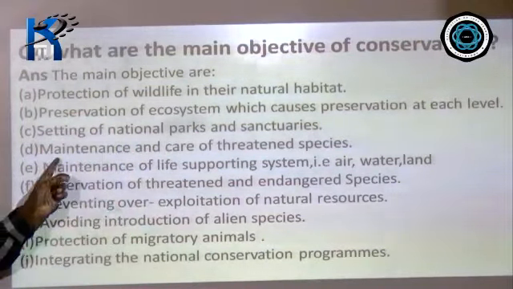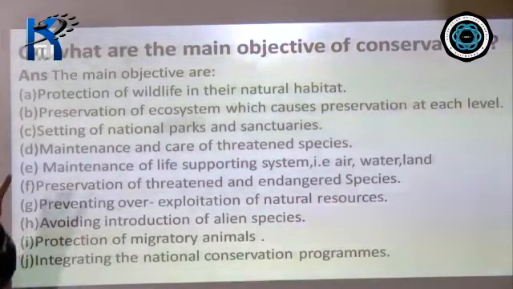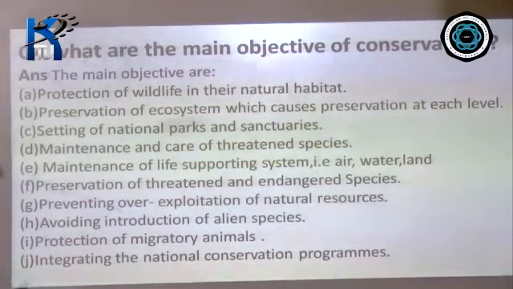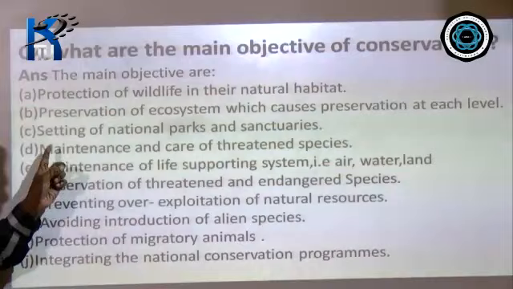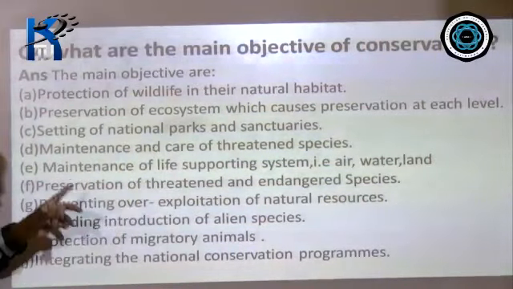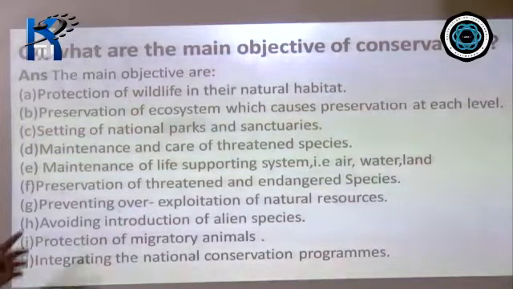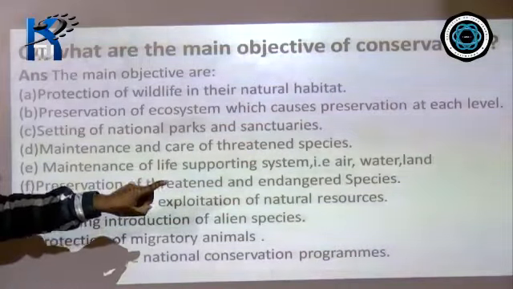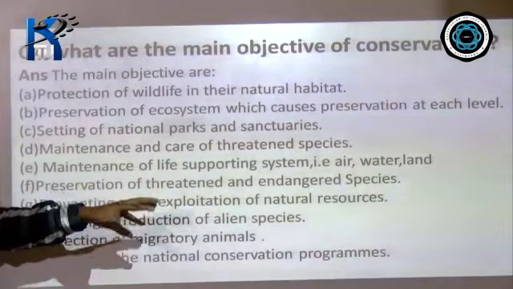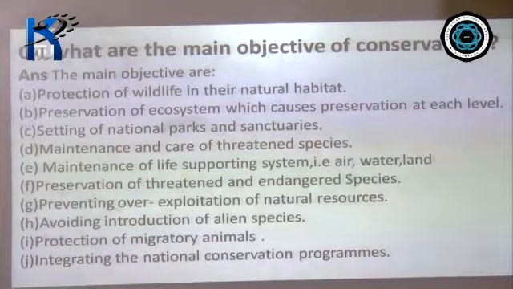1. Maintenance and care of which species? Threatened species. The species whose numbers are declining due to several factors, you call as threatened species. Maintenance and care of threatened species. Maintenance of life supporting system. What are there? Air, water and land. Lithosphere, hydrosphere, and atmosphere. So those things are the life supporting system.